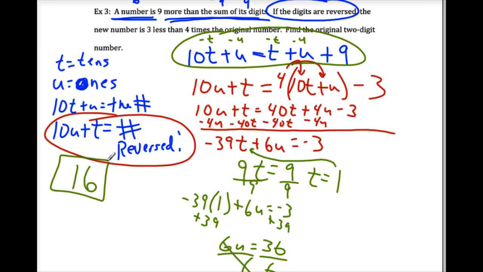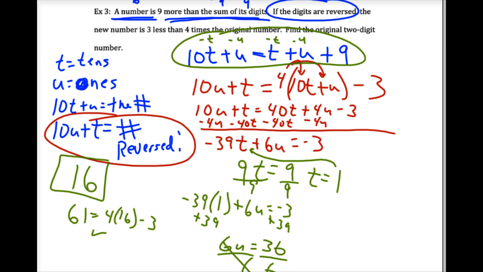Now, a number is 9 more than the sum of its digits. What's the sum of the digits of 16? 7. What's 9 more than that? 16. The number 16 is 9 more than that, that checks out. If the digits are reversed, what's the number with the digits reversed? 61. The new number is 3 less than 4 times the original. What's 4 times 16? 64. 3 less than that is 61. Boom. It checks. We're good to go.